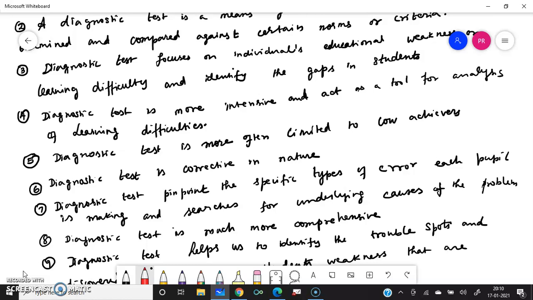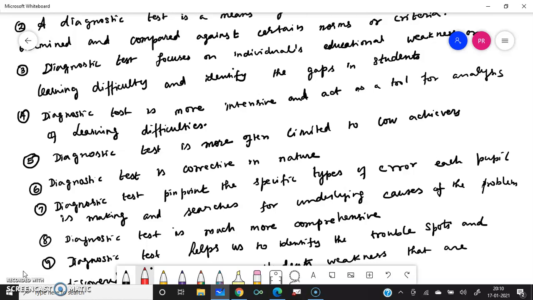A diagnostic test is more often limited to low achievers. Normally it is used for low achievers to identify their errors or mistakes. A diagnostic test is corrective in nature. After you give the diagnostic test, you should go for remedial teaching. Otherwise, just knowing their problem is not enough.